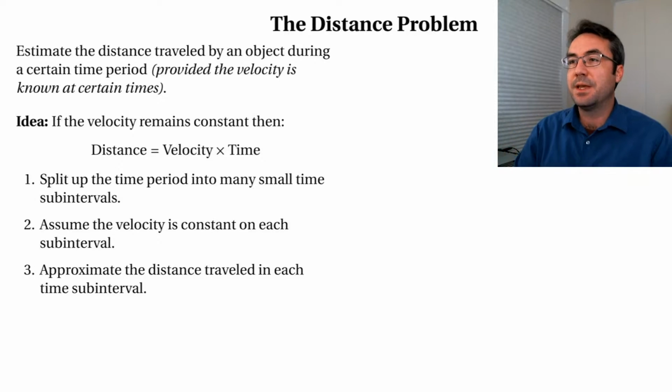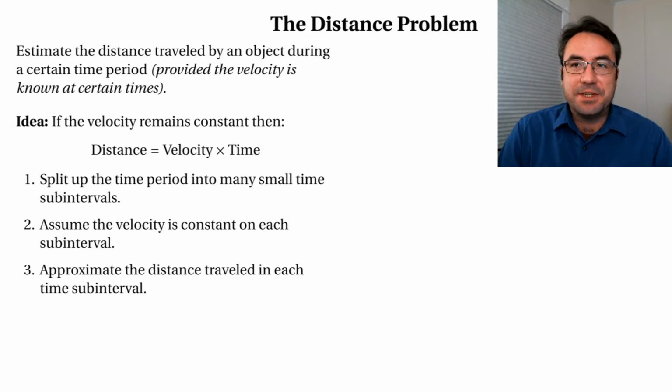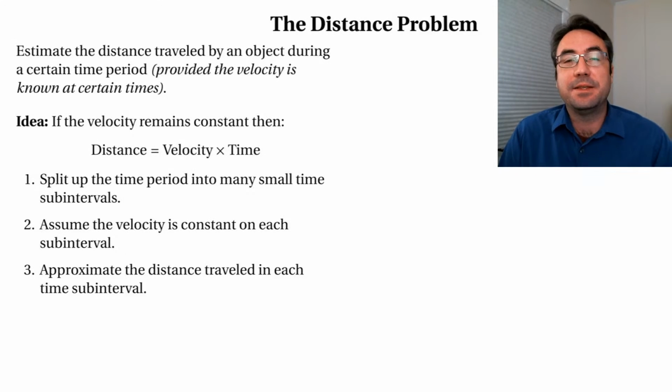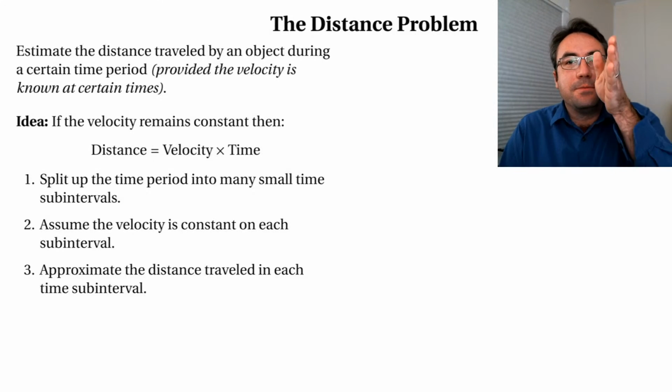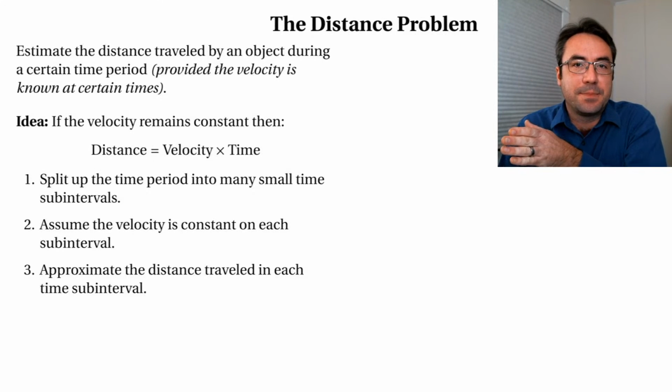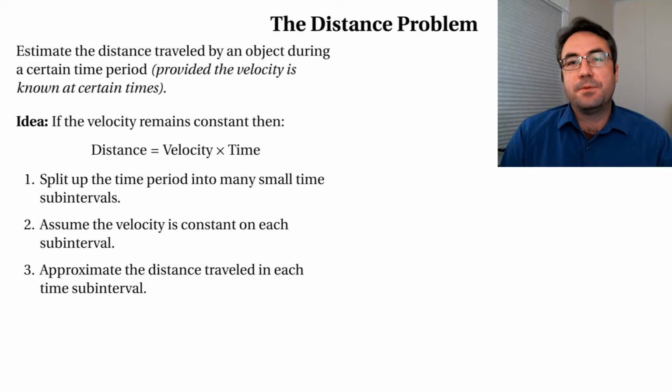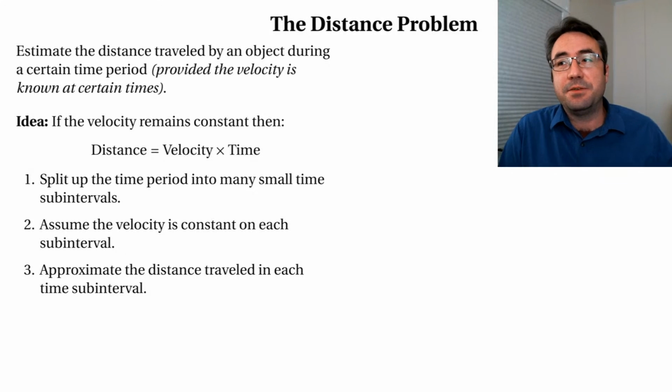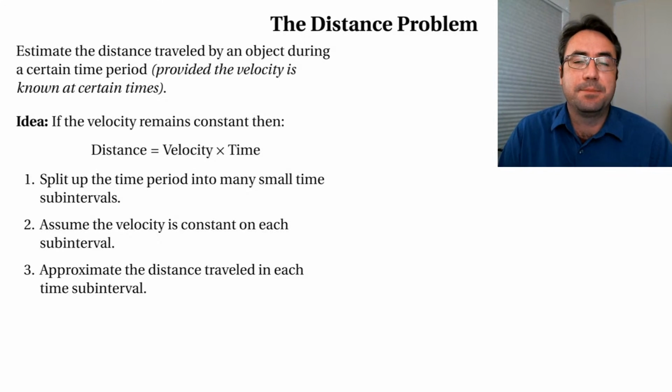All right. So, we have the distance problem, and we've looked at this already, but we're going to look at it more in an applied sense. So let's see how to estimate the distance traveled by an object during a certain time period, provided that we know the velocity at certain moments in time. So we've seen how to do this if we know the velocity function in its entirety, but what about if we only know the velocity function at these brief little snapshots in time?